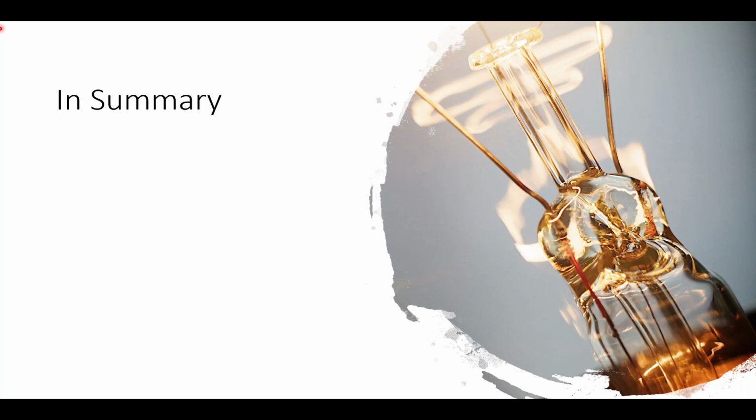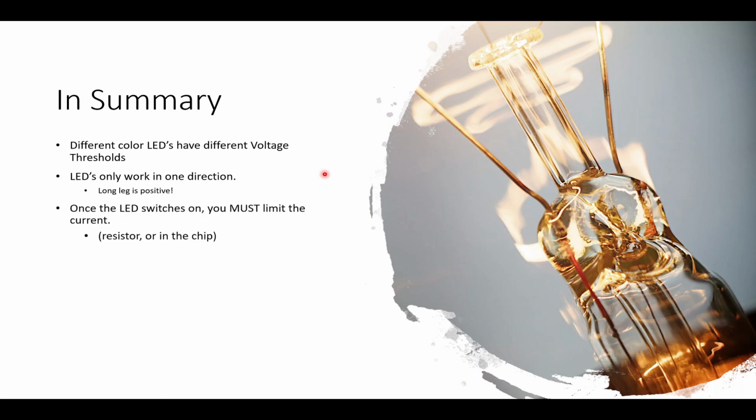Okay, so in summary, different color LEDs have different voltage thresholds. So remember, your red ones are like 1.8 volt, white ones might be nearer to 3, and you need to have enough voltage in your power source, whether it's coin cells or AA batteries or even a USB source, to overcome that voltage. Now, LEDs only work in one direction, so when you look at them, the long leg is positive.